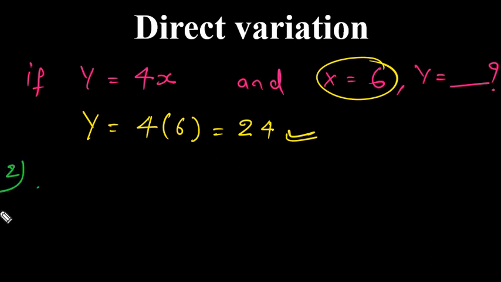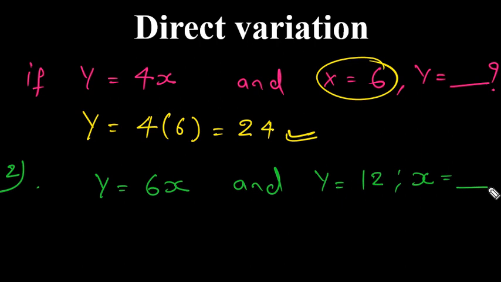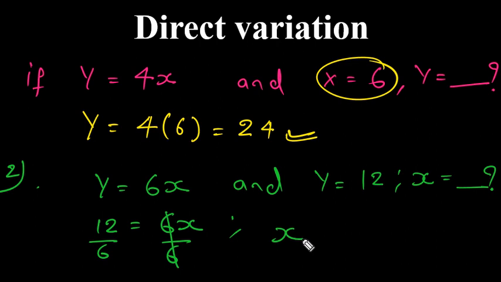Now question number 2: if you have y equals 6x and y equals 12, then how much will x be? In this case you will substitute the value of y here, and then divide by 6 on both sides. That will give you x equals 2. 12 divided by 6 will give you x equals 2.